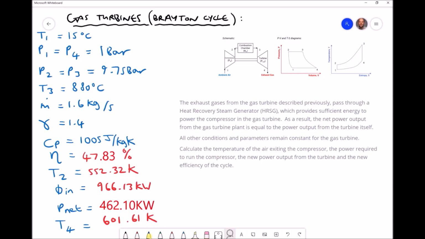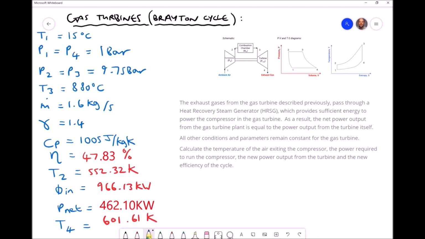Following on from the previous video, we're going to look at how we can recover some of the heat from the exhaust gases in order to improve the efficiency of our process. So the question on the screen here, which is an extension to the previous question, says the exhaust gases from the gas turbine described previously pass through a heat recovery steam generator, HRSG, which provides sufficient energy to power the compressor in the gas turbine.